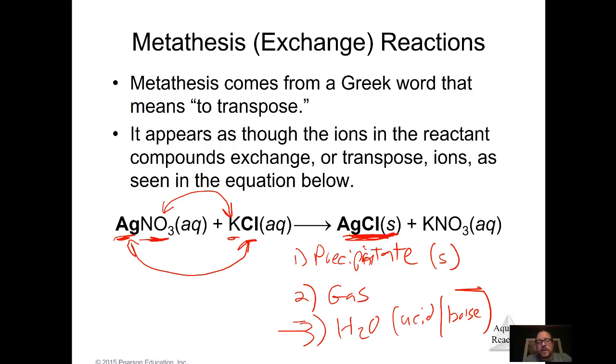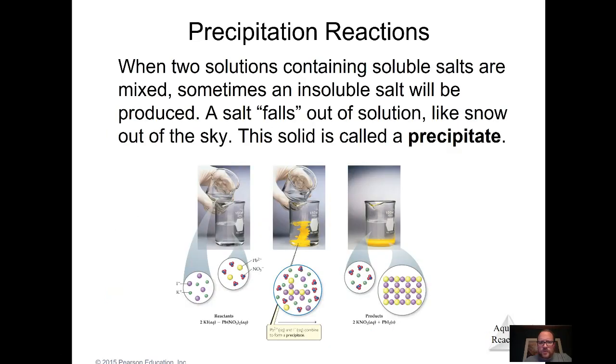If not, all you're going to end up with is a whole bunch of ions floating around. So if these two things didn't form any of those, you'd have a bunch of silver ions, you'd have a bunch of nitrate ions, you'd have potassium ions, you'd have chloride ions. Okay, so all those things would just be floating around in the water and nothing would really be happening. So you have to form one of these three things in order for a reaction to occur. So hopefully you get this idea of what a metathesis reaction is exactly.